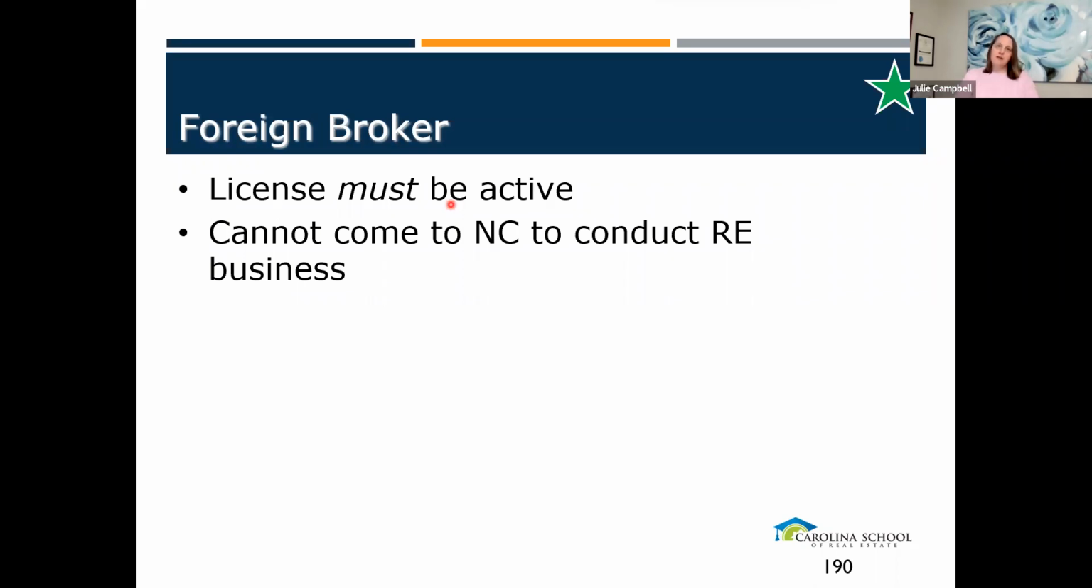How much referral fee? Up to the firm. Are you going to get all the referral fee? Are they going to take some of it? All up to the firm. All comes down to that firm's policy.